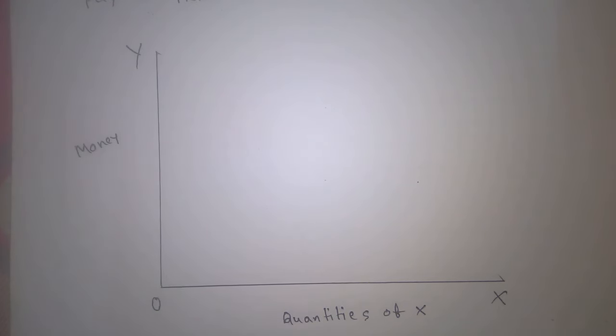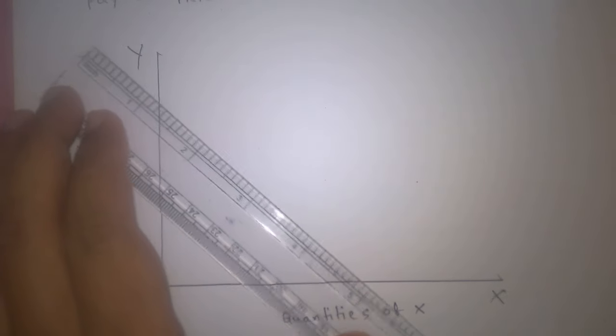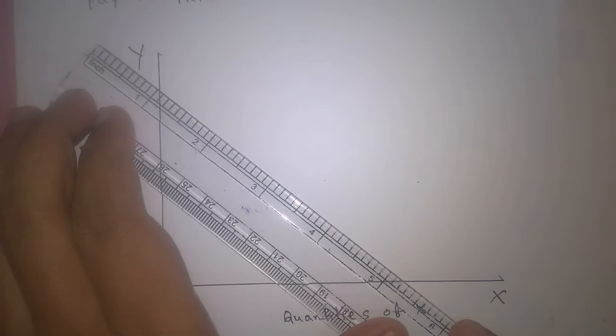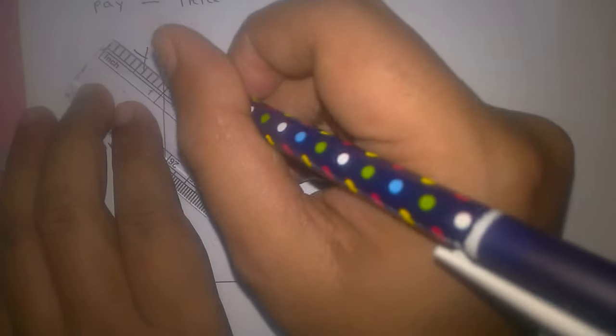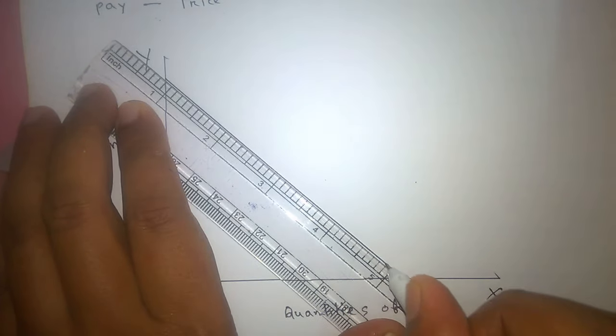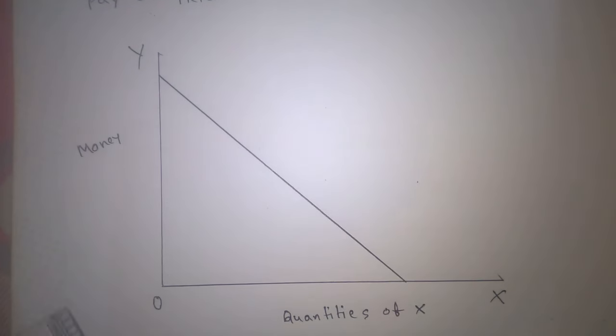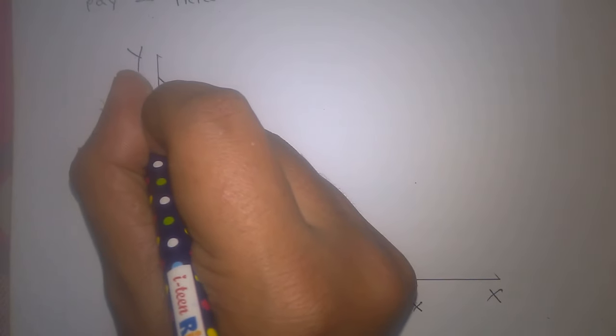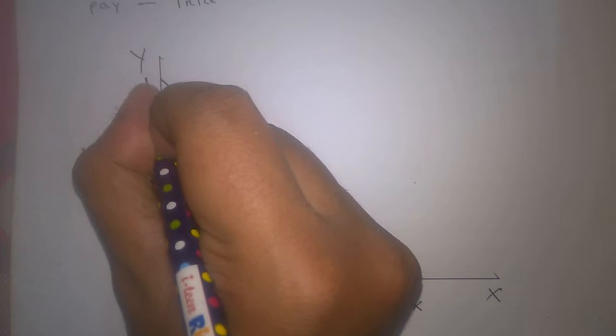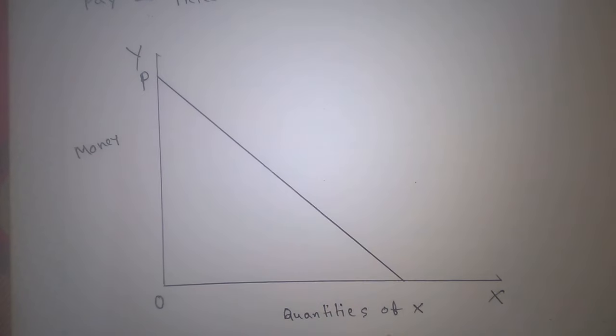Now I am going to draw a budget line. So this is our budget line, and let's put some labels here. This can be P, the price line, and this is L.